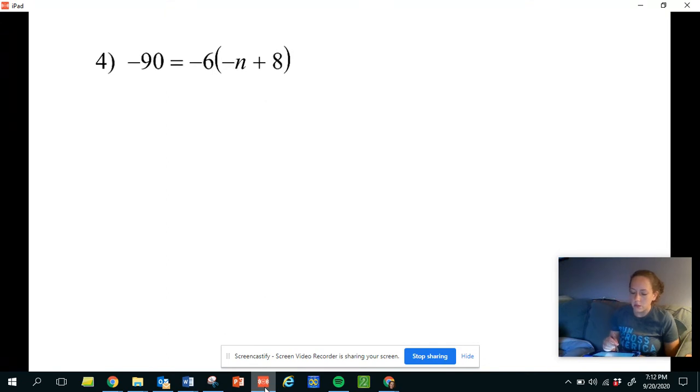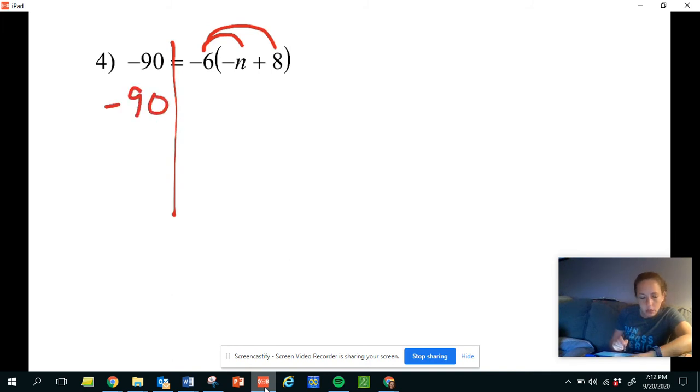One more of those. Again, distribute the negative 6. I'm going to bring down my negative 90. Negative 6 times negative n, the negatives cancel, and I just get 6n. And then negative 6 times positive 8 gives me negative 48. Now that I've distributed and I don't have any like terms on either side, I can go ahead and start solving.